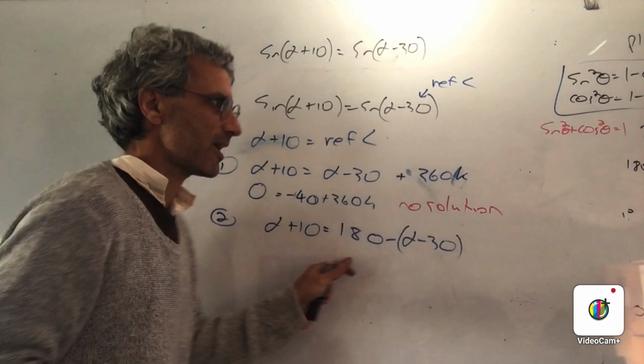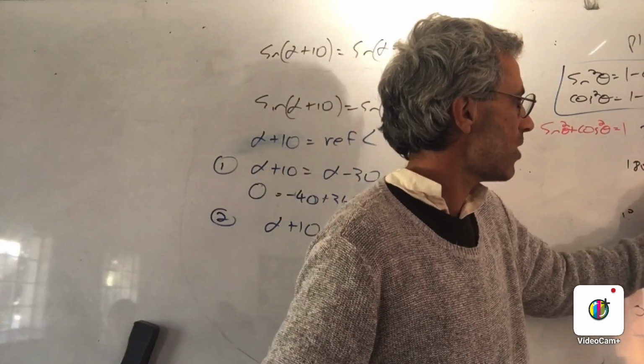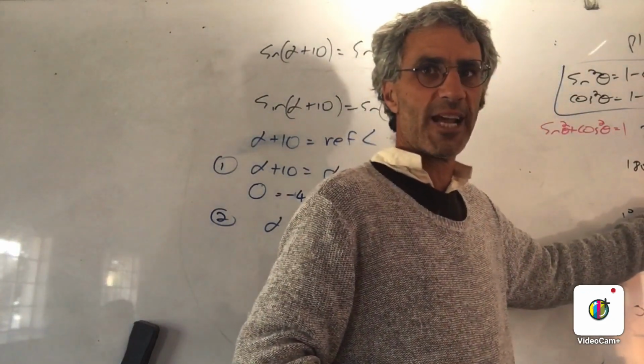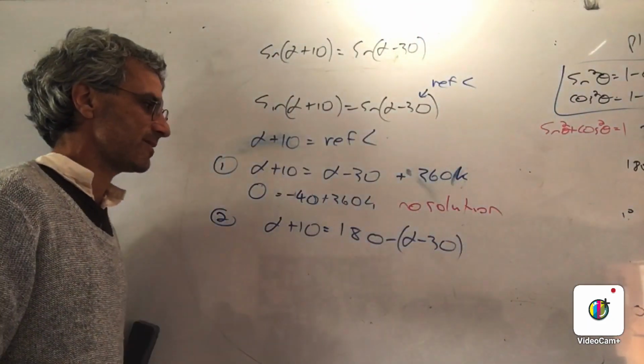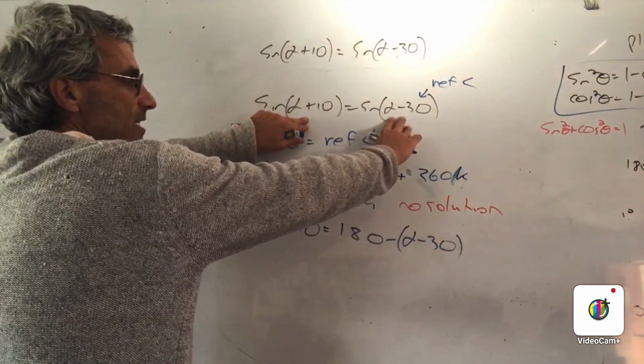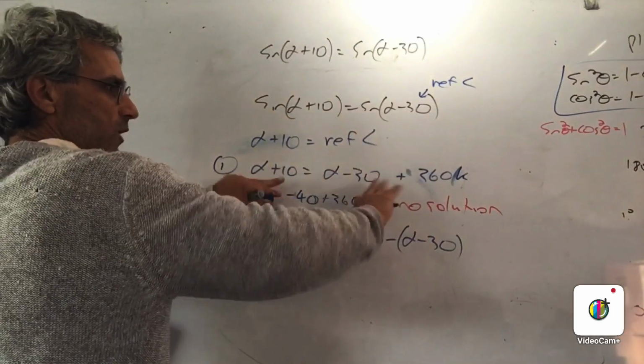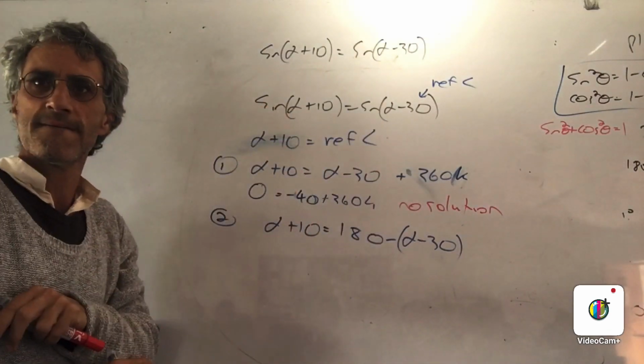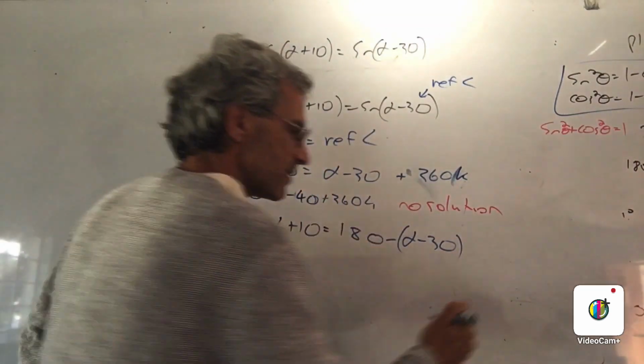It's 180 minus, it's not plus 90. So if I want to go from the first quadrant to the second quadrant, I need to do 180 minus the angle. So either these angles are the same, which didn't work out, so no solution, or this angle equals 180 minus that.